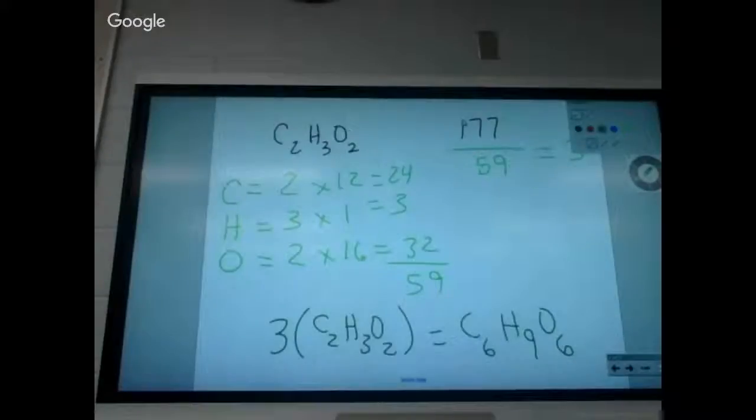This doesn't give me molecular mass. Because I don't want an empirical formula or a molecular formula. I want the empirical.